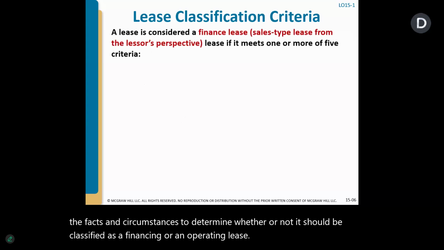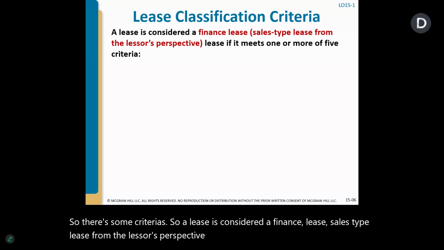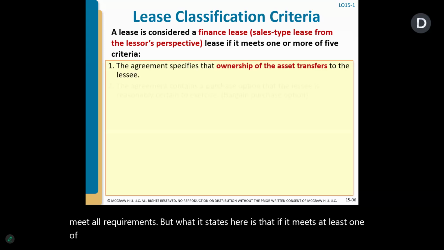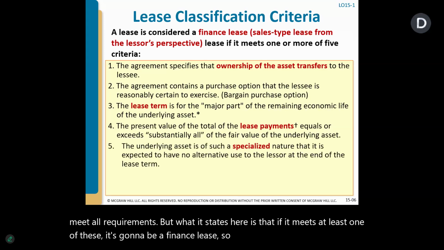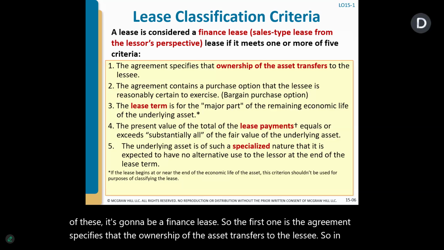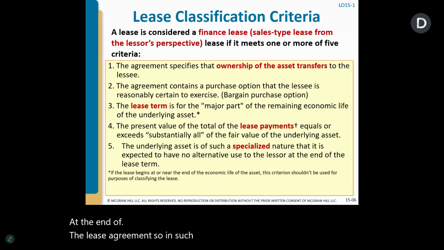There are some criteria. A lease is considered a finance lease, or a sales type lease from the lessor's perspective, if it meets one or more of 5 criteria. This is the key thing: what it states here is that if it meets at least one of these, it's going to be a finance lease. The first one is that the agreement specifies that the ownership of the asset transfers to the lessee at the end of the lease agreement. In such case, it will be treated as a finance lease.